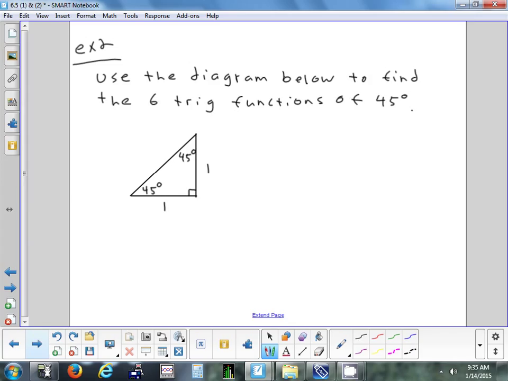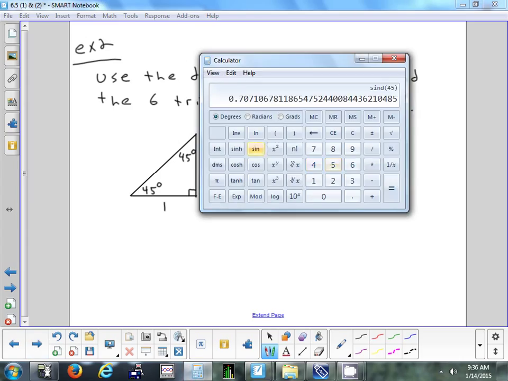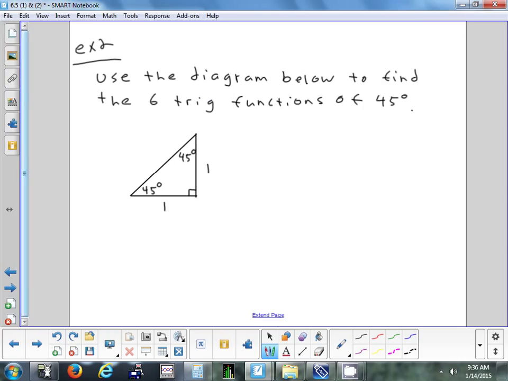Now I want to look at a couple special angles. We'll look at the 45-45-90 right triangle and the 30-60-90. I want to find the 6 trig functions of 45, and I want the exact answers. If you type this in on a calculator, you're going to get something like 0.707. I don't want the decimal, I want the exact. Before I even start to find all 6 trig functions, what should I do first?